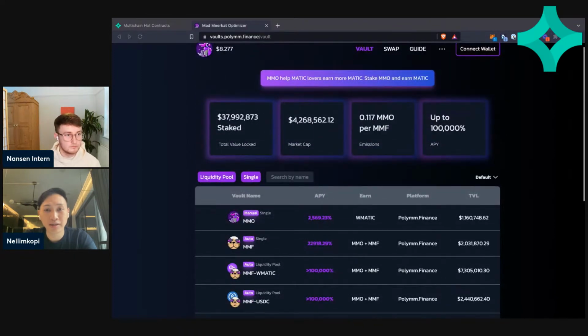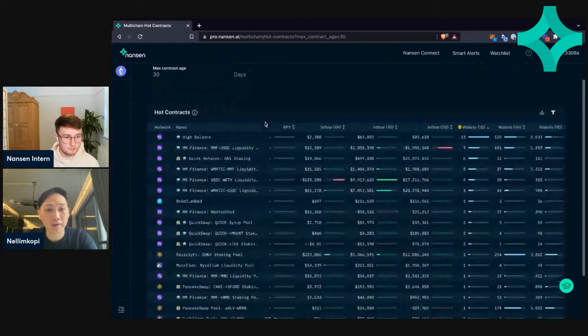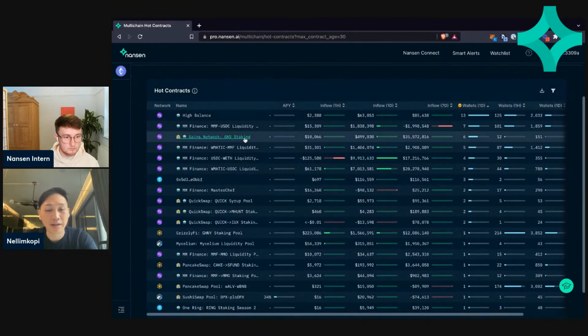Right. So I think that sort of gives you an idea into discovering projects, right, by looking at where capital has moved, and then start doing your research, making sure that it's not a rug project and it has decent fundamentals, tokenomics, stuff like that, right? So this is one way to go about using hot contract, which is a VIP feature, right?